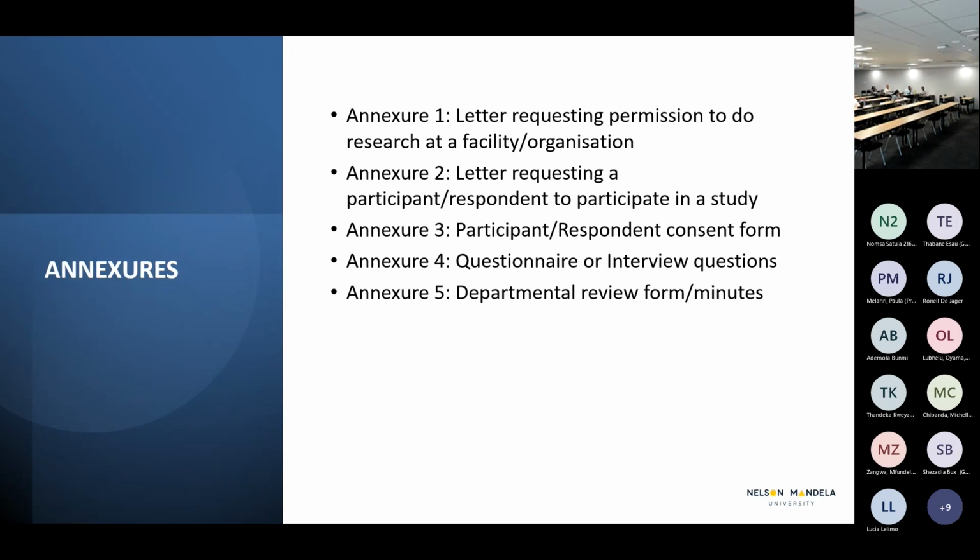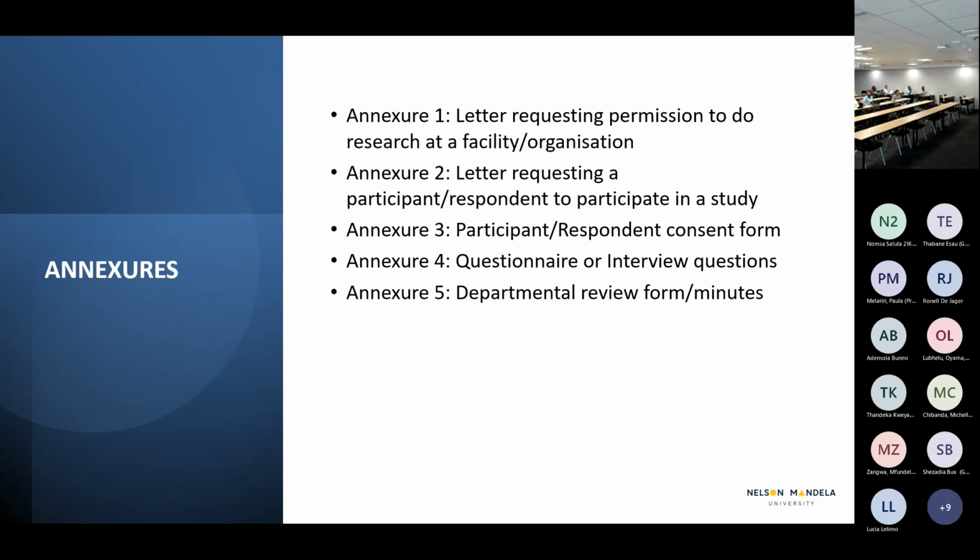Annexures, this is the last one. I just want to say, your annexures, you heard what Dr. Del Rey was saying about the Rec H, and there's a lot of annexures which need to be in line with your proposal, in line with the Rec H form. So don't neglect this. Again, it's something which is often an afterthought. Try and spend a little bit of time on those annexures. There's quite a number of them there.